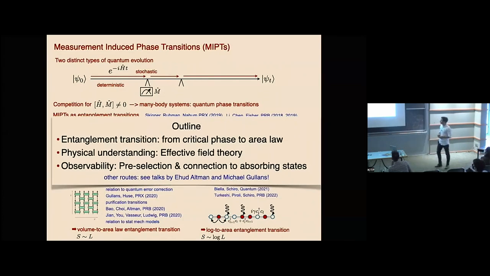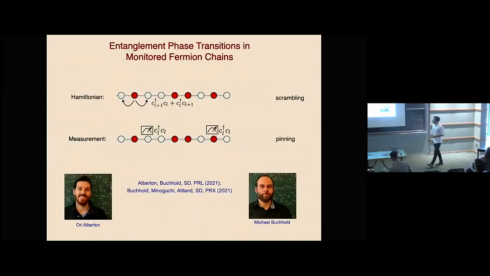So here I would like to first introduce very briefly this phase transition from a critical entanglement scaling with this log scaling to an area law phase, and provide a little bit of physical understanding in terms of an effective field theory, which then prepares the ground for the main part of the talk, where I would like to discuss an idea of how to make such transitions observable. But I would also like to highlight again these two other roads that have been pointed out towards this bigger goal.